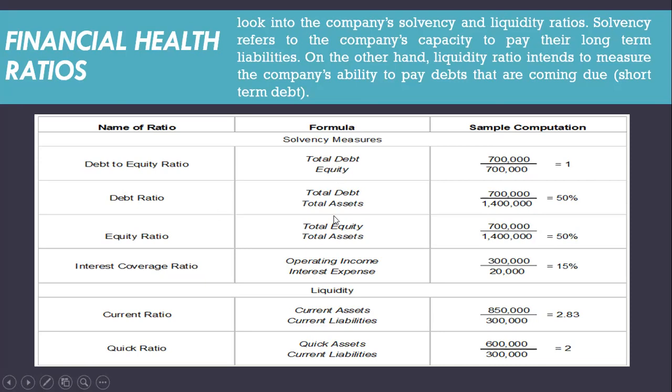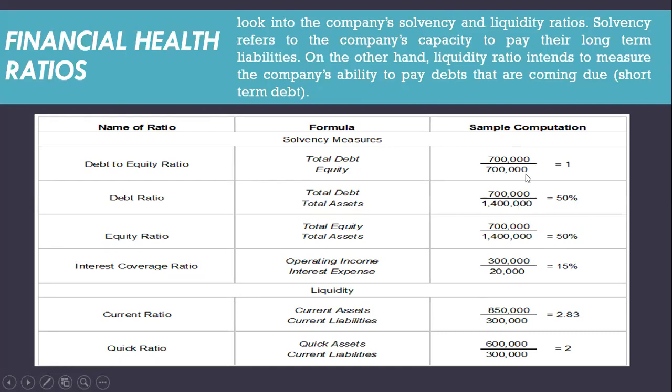So sa debt ratio, ang formula, total debt over total assets. Then equity ratio, total equity over total assets. Then interest coverage ratio, operating income over interest expense. Then for liquidity naman po, current ratio, current assets over current liabilities. Then quick ratio, quick assets over current liabilities. Okay?